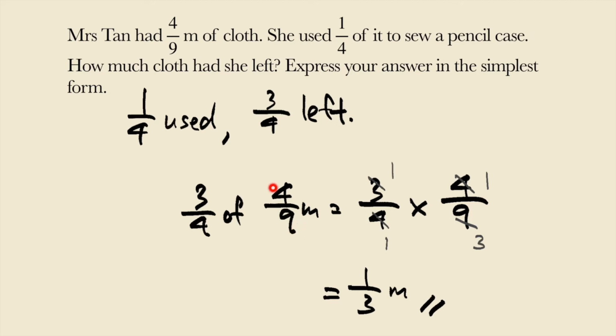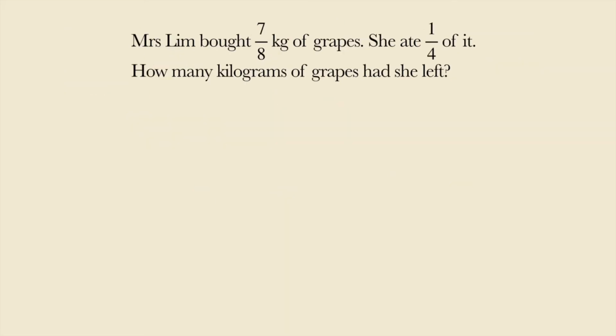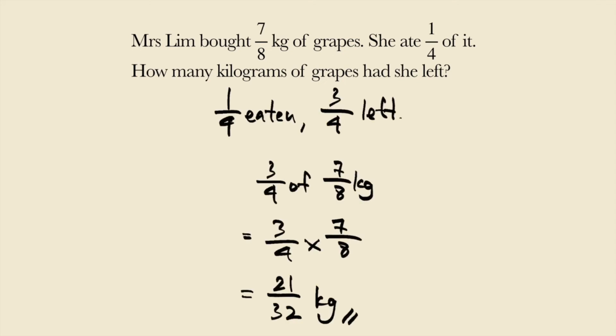So this requires you to be very familiar with multiplying and division and subtraction and addition of fractions. In this case, multiplication. So simplify diagonally, you get 1/3 actual meters of cloth. Mrs. Lim bought 7/8 kilograms. So this is not 7/8 units, this is 7/8 actual kilograms. She ate 1/4 units. How many kg left? If 1/4 units eaten, that also means 3/4 units left. And what's 3/4 of that 7/8? So we're going to multiply, and that gives us 21/32 actual kilograms.